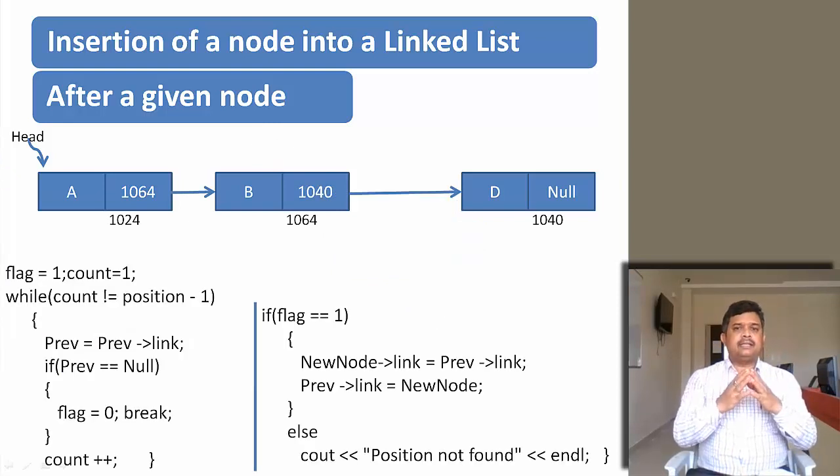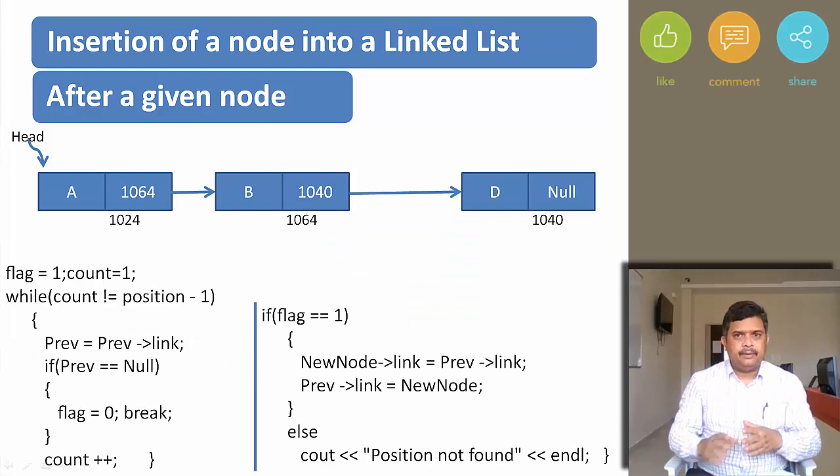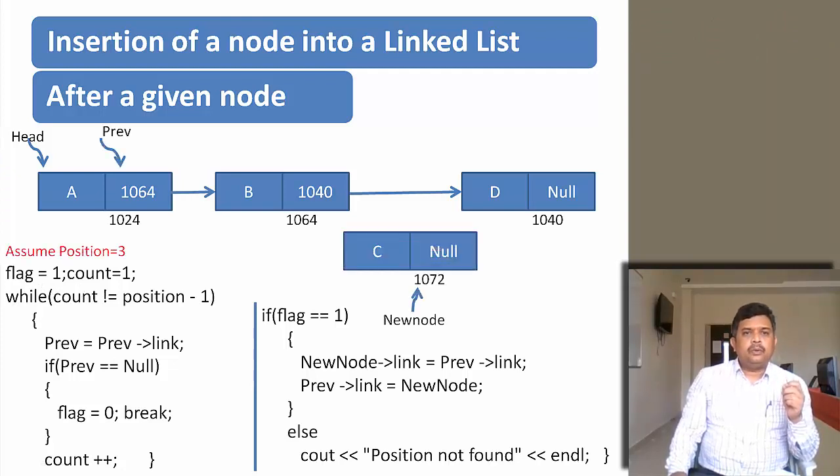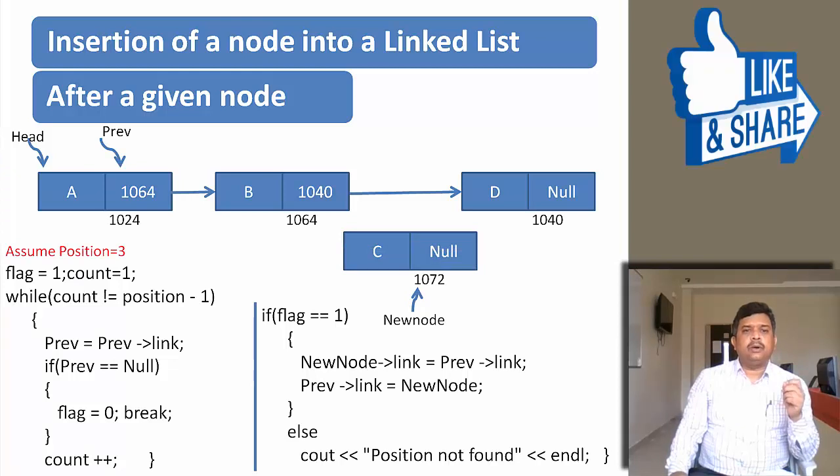So this we can see with the help of an example. Let us say I am taking two parameters, one is flag equal to 1 and count equal to 1, and I want to add this particular node at the third position.